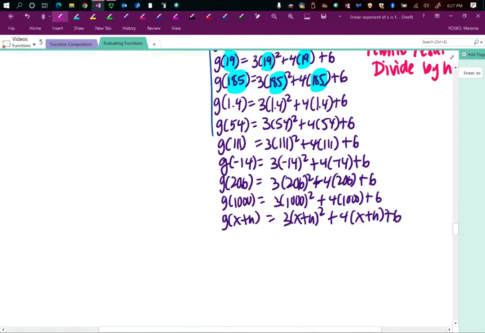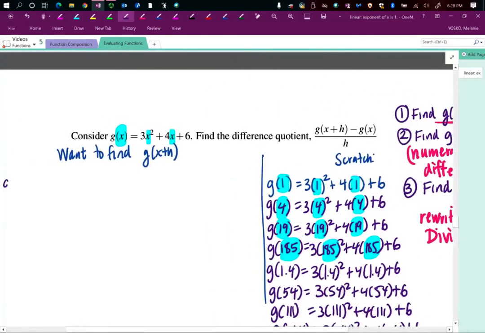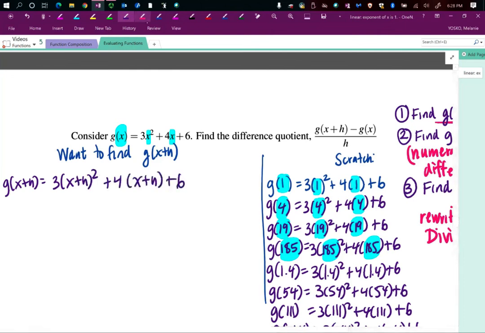They're not trying too hard. Okay, so that's how we're going to do the first part. We've actually done part 1, right? 3 times (x plus h) squared plus 4 times (x plus h) plus 6. We're going to clean it up, but we actually did the hard part, right? So let me just rewrite this over here. g of (x plus h) is 3 times (x plus h) squared plus 4 times (x plus h) plus 6. Okay, now we're going to clean this up.